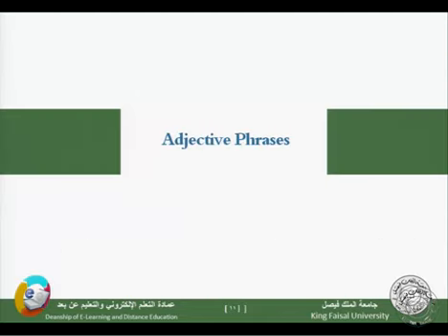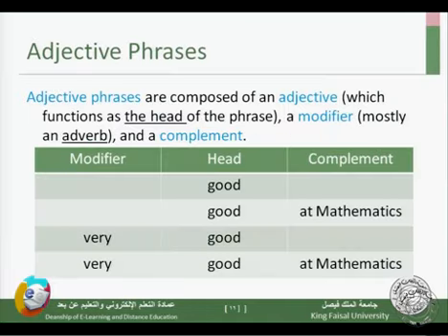Now we will look at adjective phrases, as we looked previously at prepositional noun phrases and other phrases like verb phrases. So we will discuss adjective phrases briefly here. First, adjective phrases are composed of an adjective which functions as the head. So in adjective phrases, the adjective is the head of the phrase. They also contain a modifier, and this modifier is mostly an adverb. So mostly you'll see an adverb as a modifier. It comes before the head, before the adjective, and then you have a complement.